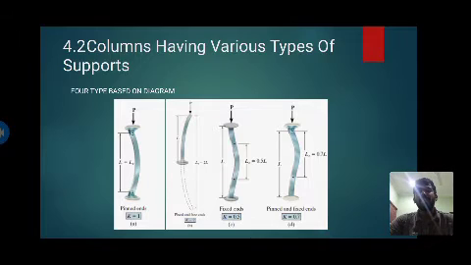4.2 Having various types of supports. The earlier load was derived for a column that was connected or free to rotate at its ends. For example, consider the case of the column fixed at its base and free at the top. As the column buckles, the load displaces by D, and at X the displacement is V. There are four types of column based on the diagram below.